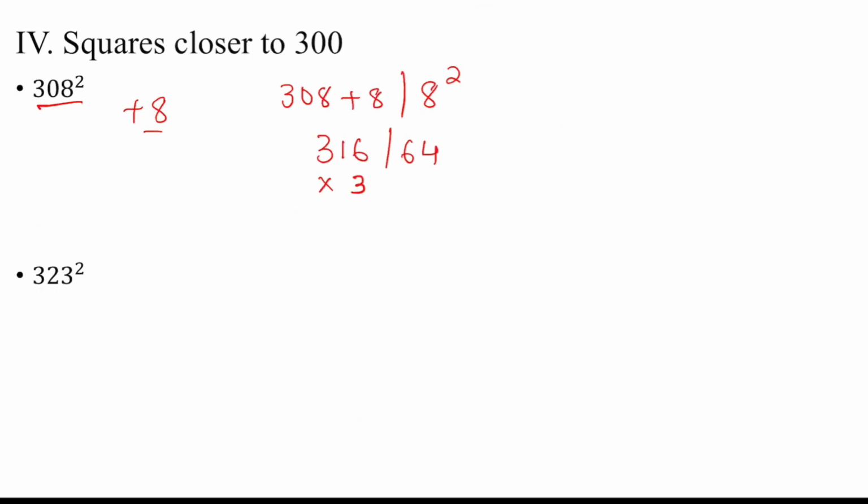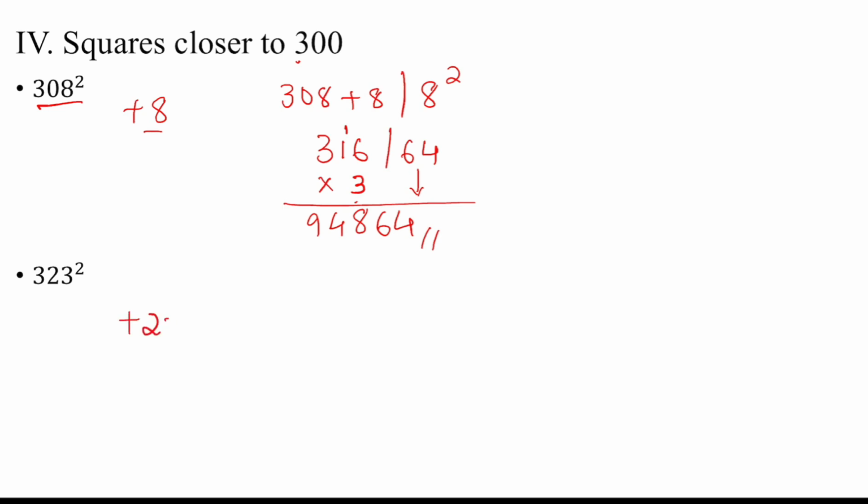Now the base is 300, so multiply with 3 here. Now 3 6s are 18. 3 1s are 3 plus 1 is 4. 3 3s are 9. And keep this as it is, 64. So the answer is 94864. Next, 323 square. 323 is how much more than 300?